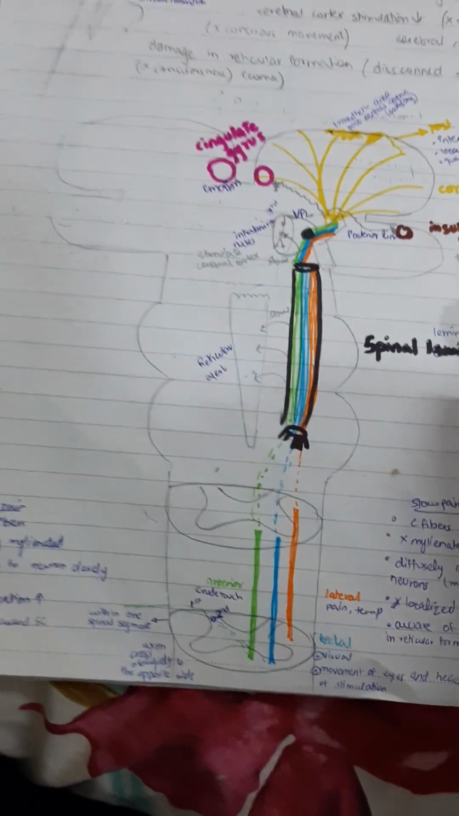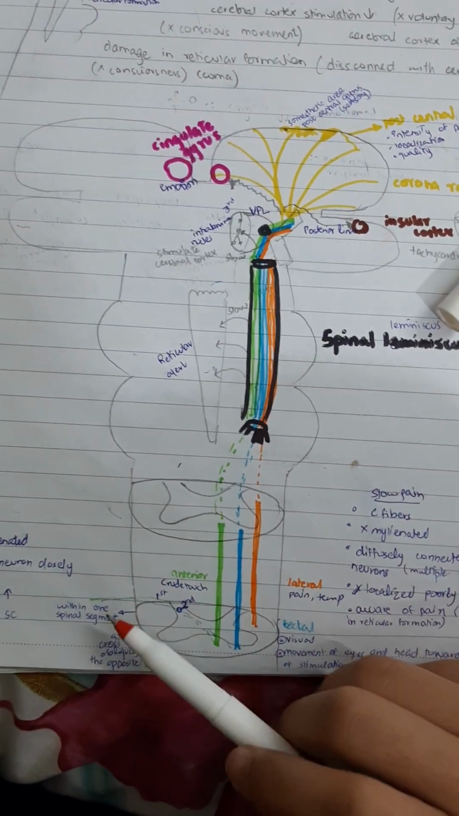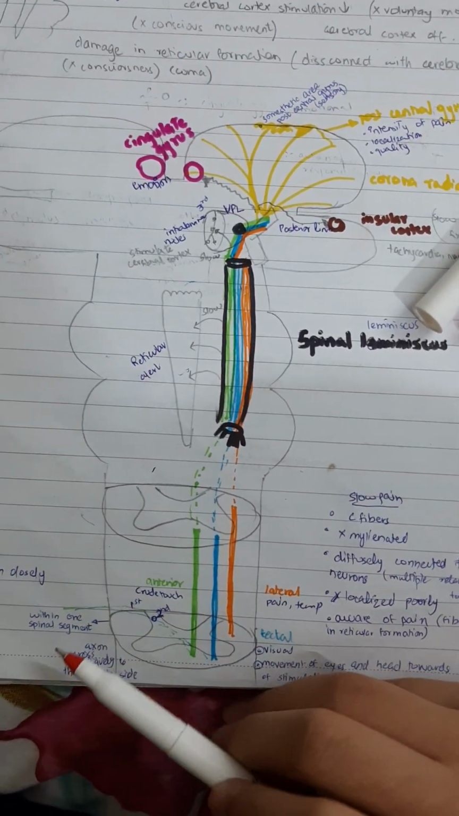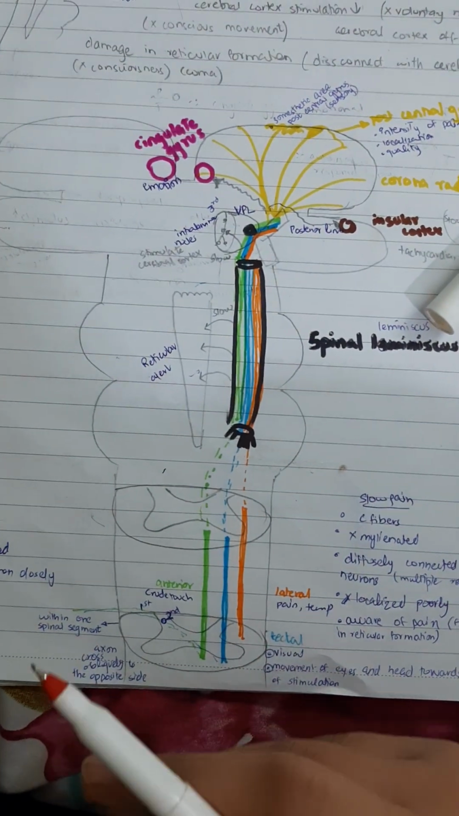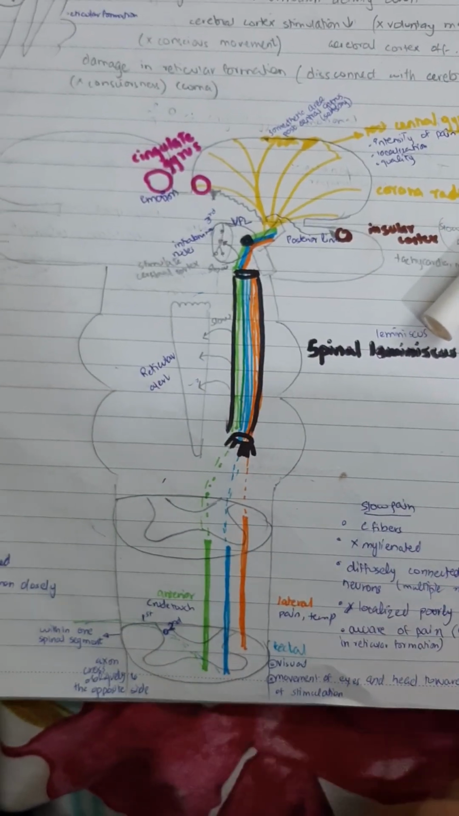like this is the same spinal segment part. You can see that the nerve fibers coming from the left side move towards the right side, which means crossing over has occurred, decussation has occurred. So these fibers cross over and come to this side.